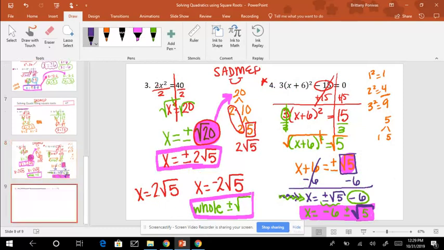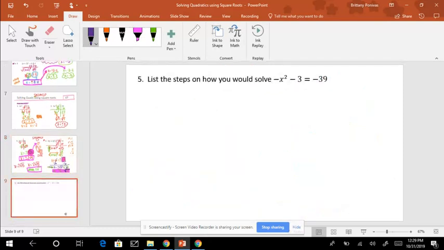Okay, on page 47, this is the last problem. You need to write down the directions. It says list the steps on how you would solve negative x squared minus 3 equals negative 39. The EOC likes to put down questions like this. It wants you to put the steps in order, or they want you to show all of your steps, explain how you found your work, or they would show you how a fake student did the problem, ask if they were right or wrong, and then have you fix it.